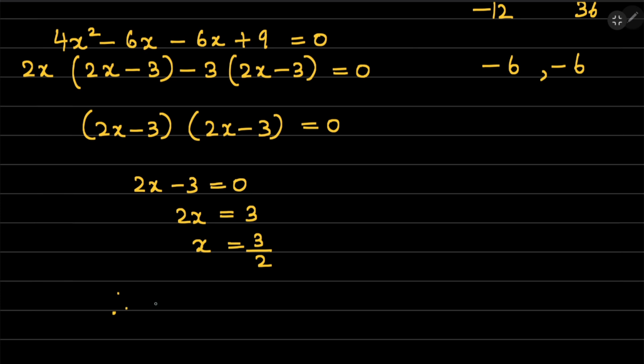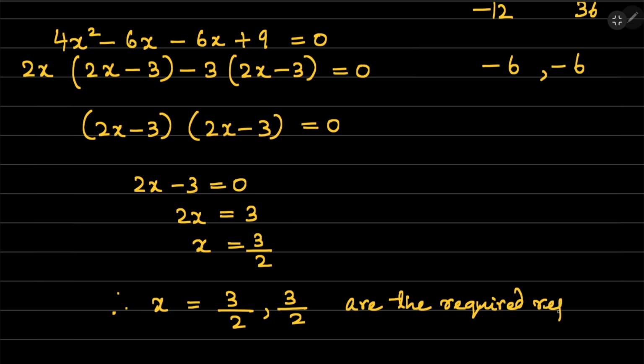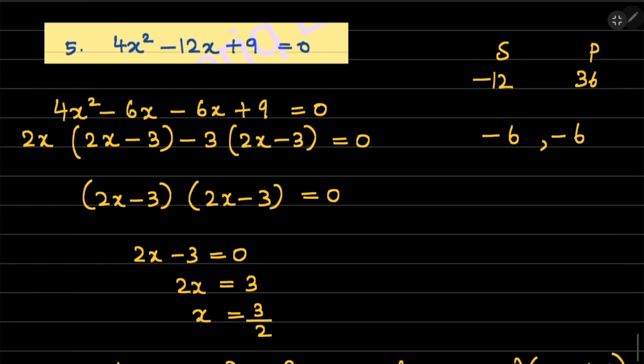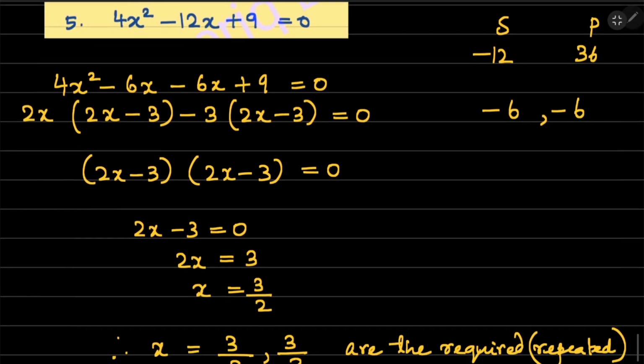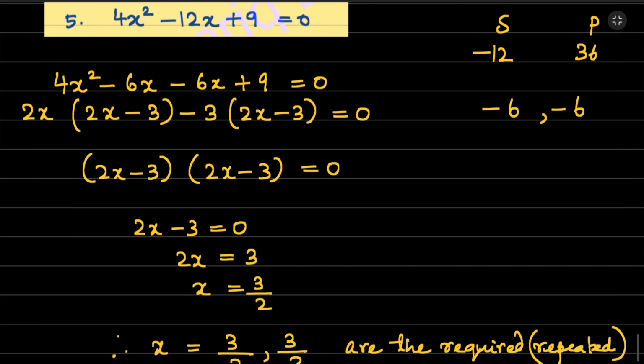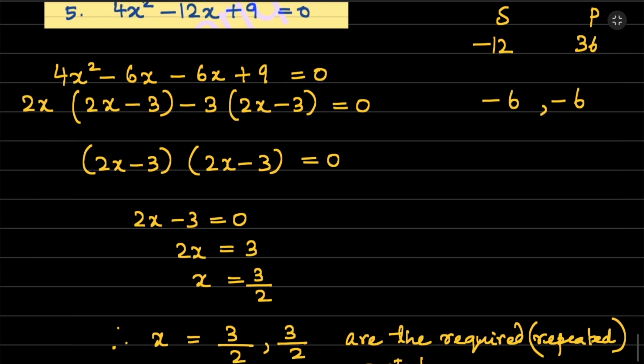So therefore, x is equal to 3 by 2, 3 by 2 are the required roots, the required repeated roots. Okay. So that's the answer of this question. Let's move on to the next question.